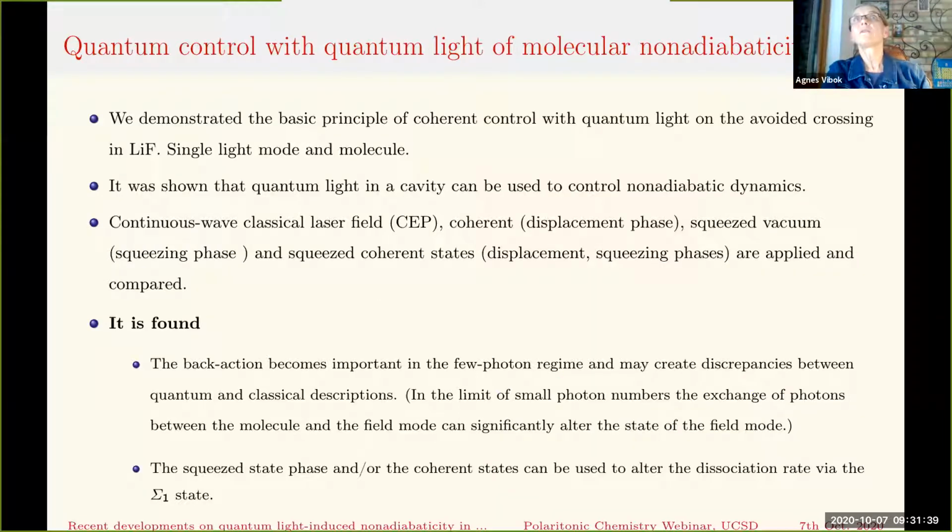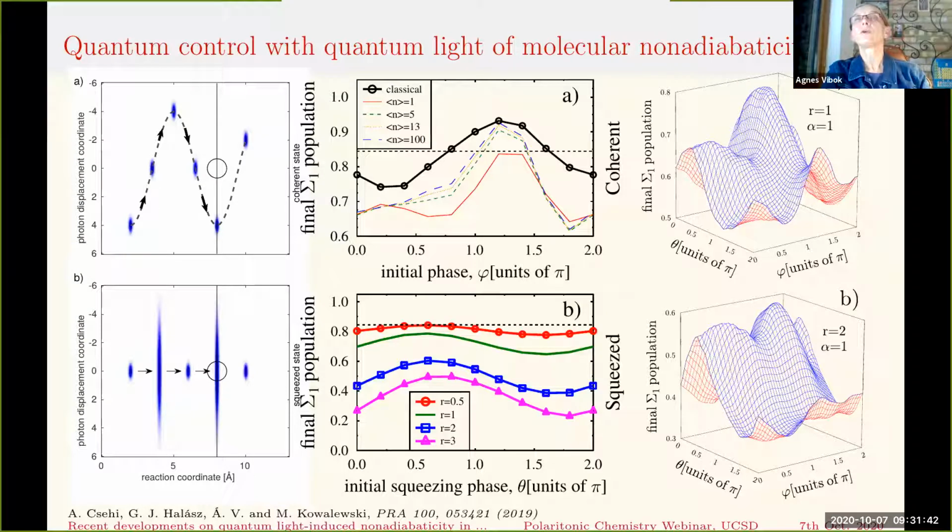What we also did, we used as a control knob the phase, the Z phase for the laser for the classical results, and also the squeezing phase. We used different kinds of quantum light to control the molecular nonadiabaticity, and we found that the squeezing phase, also the displacement phase of the coherent light, can be a good control knob, and can modify the final population on the ground state, and therefore can modify the dissociation rate. But I have no time, and this is published, so I would like to go further.